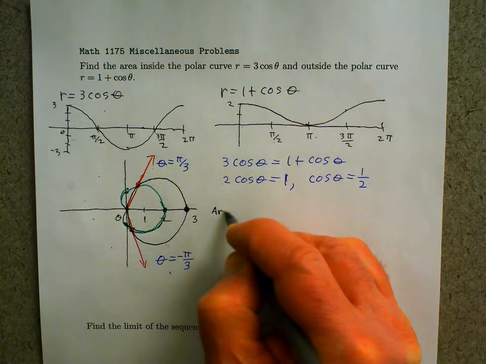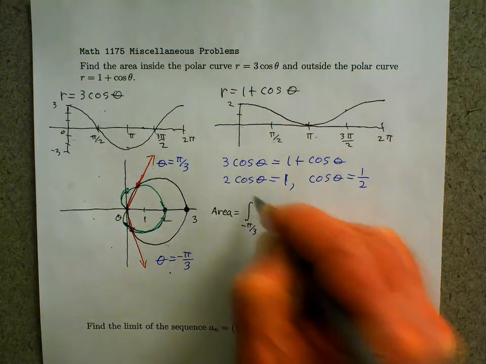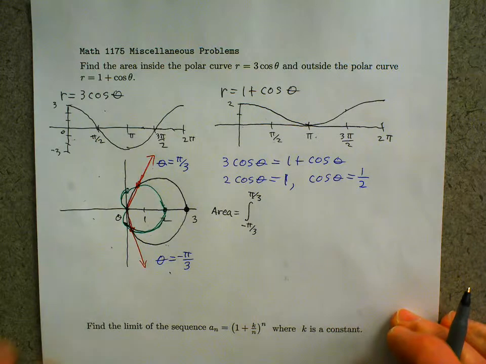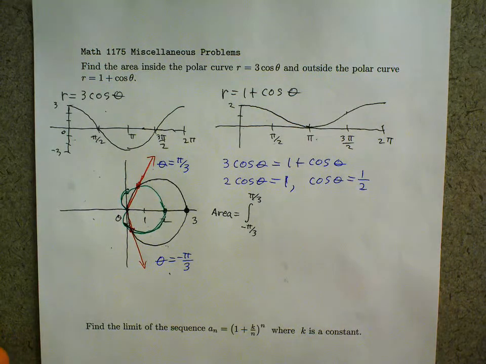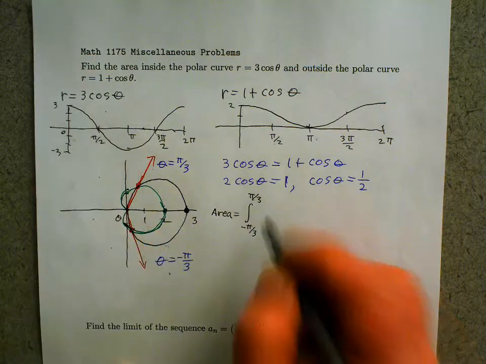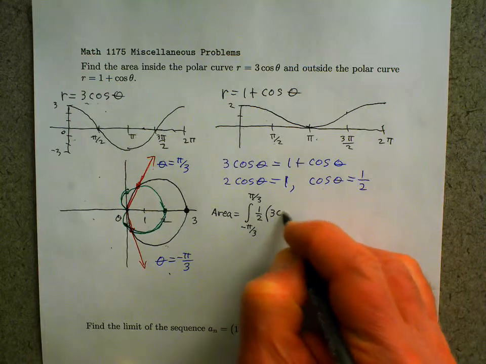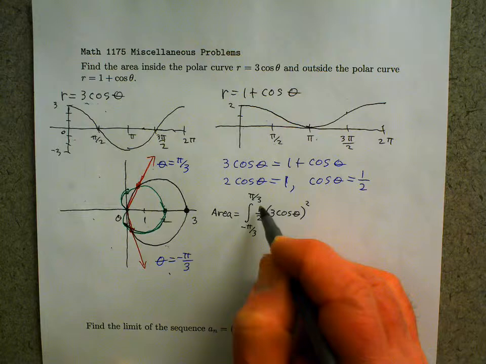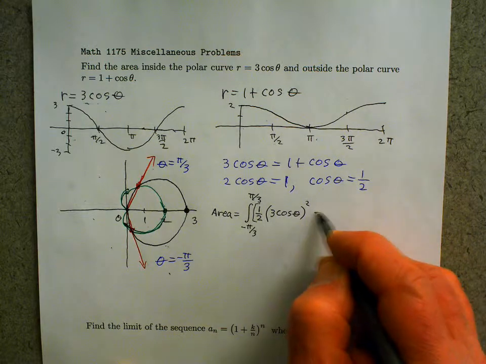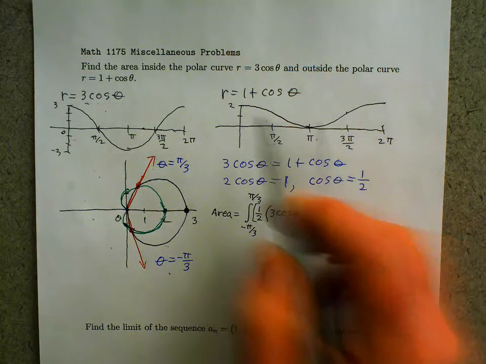So the area that we want is the integral from negative pi over 3 to pi over 3. And remember what the integrand is when you're trying to find the area enclosed by a polar curve. It is 1/2 r squared. Okay, so the first one, 1/2 times 3 cosine of theta all squared. And then from that, we are going to subtract 1/2 times the other r value squared.